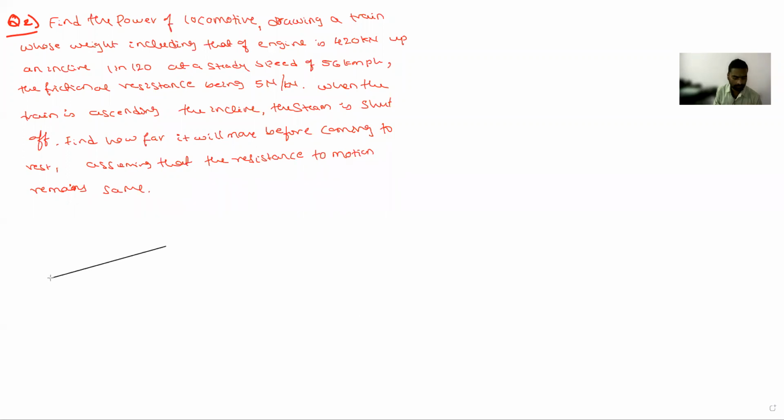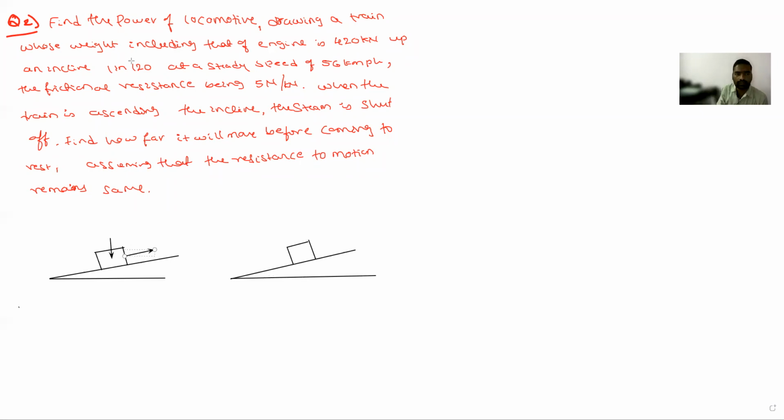A railway train is moving, and there is a small inclination. So in this one, how much power is required for moving in the upward direction and also for coming in the downward direction? In the first case, weight is acting in the downward direction, and the locomotive is moving in this direction.